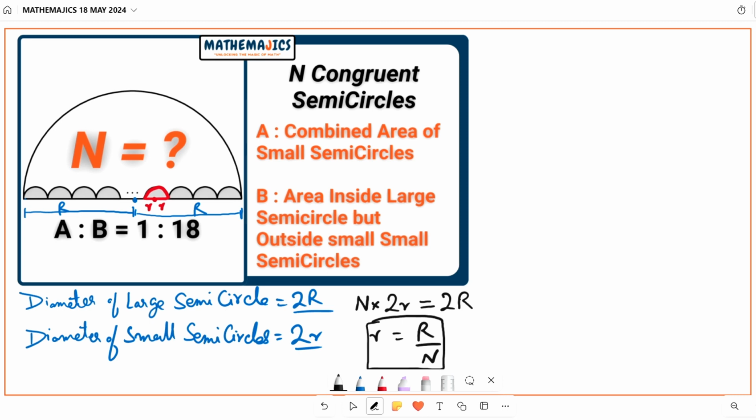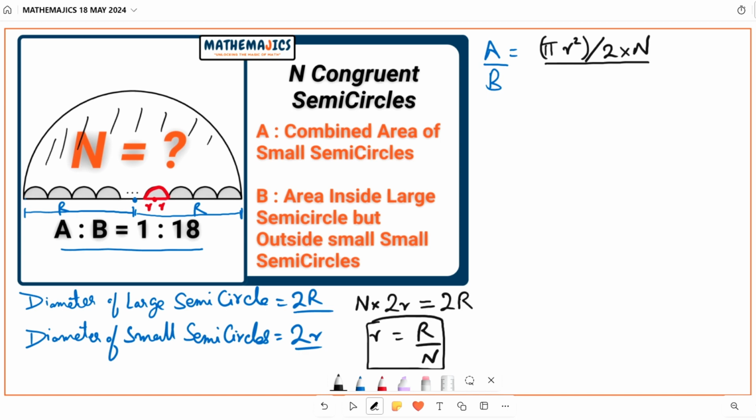Now let's come to the ratio A to B. A is the area of small semicircles. So what is the area of one small semicircle? It will be pi r square by 2, where the 2 means half because pi r square is the area of the whole circle, and since it is a semicircle, we divide it by 2. Now how many such semicircles are there? There are n semicircles, so multiply by n also. Now what is the B area? This white area inside the large semicircle but outside the small semicircles.